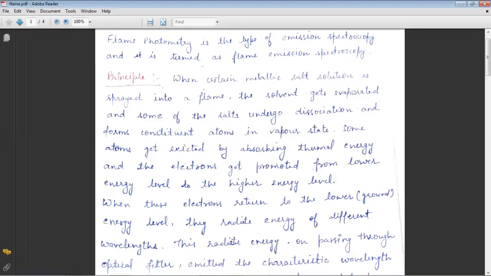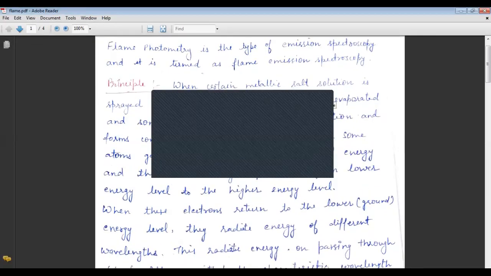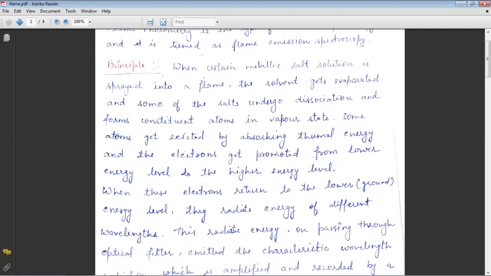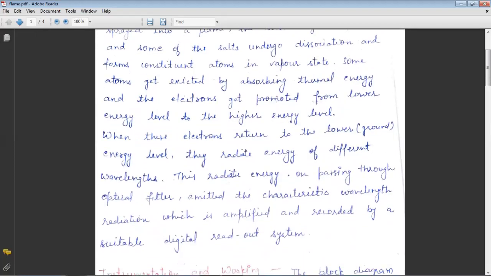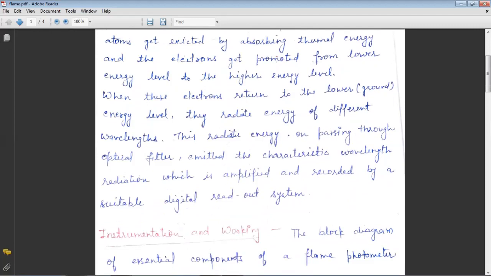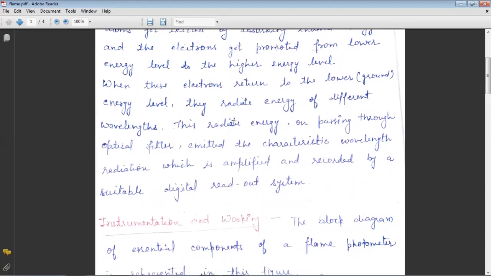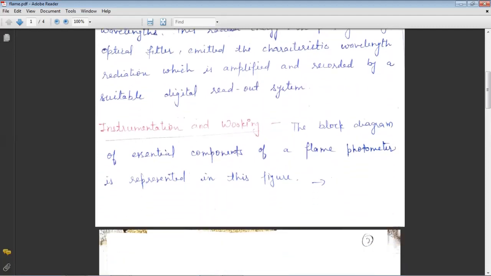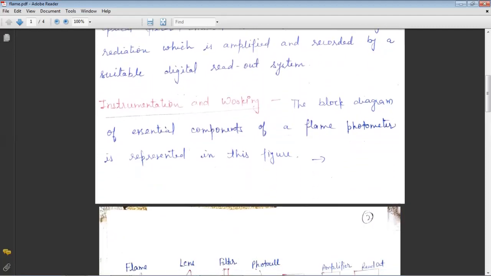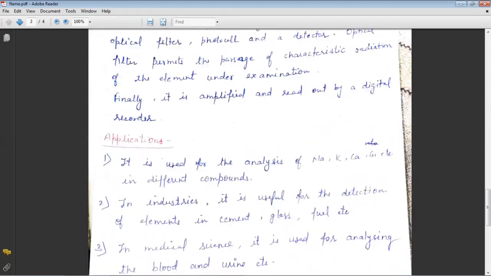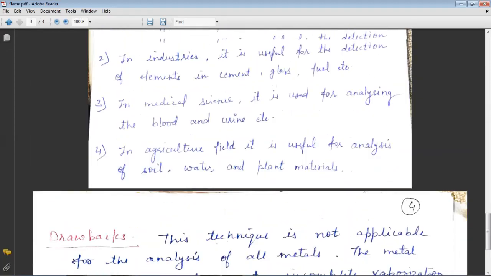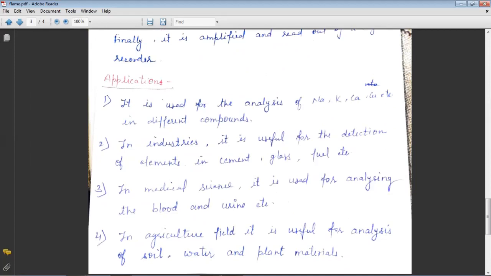Okay, and now we can see that various metals emit a characteristic color of light when heated. So after the instrumentation and the working principle of flame photometry, there is the application. And before the application, I want to tell you some more points.